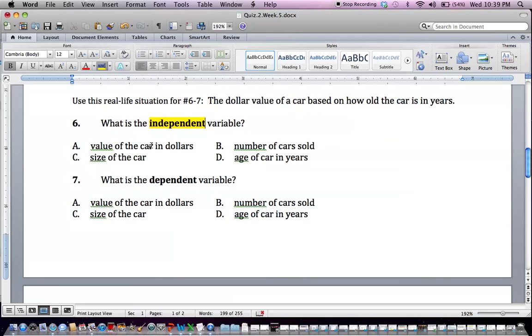A, value of the car in dollars. B, number of cars sold. C, size of the car. D, age of car in years. Independent variable. Number 7, what is the dependent variable? A, value of car in dollars. B, number of cars sold. C, size of car. D, age of car in years. Again, we're looking for the dependent variable.